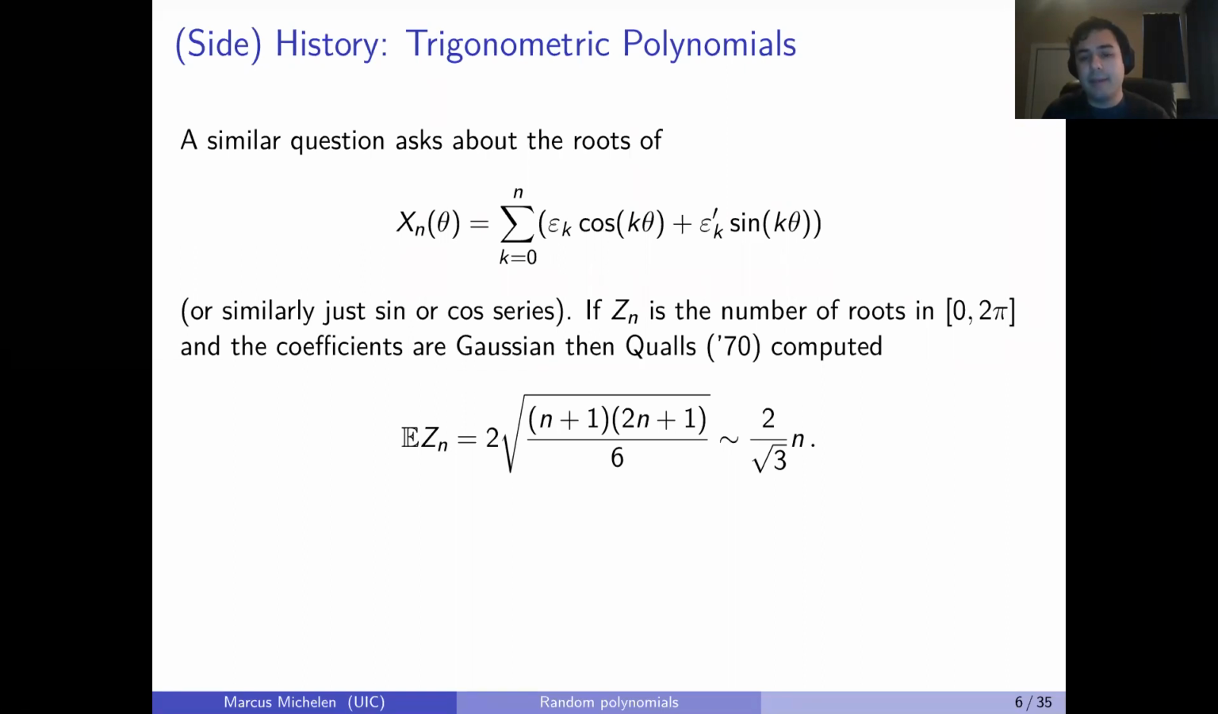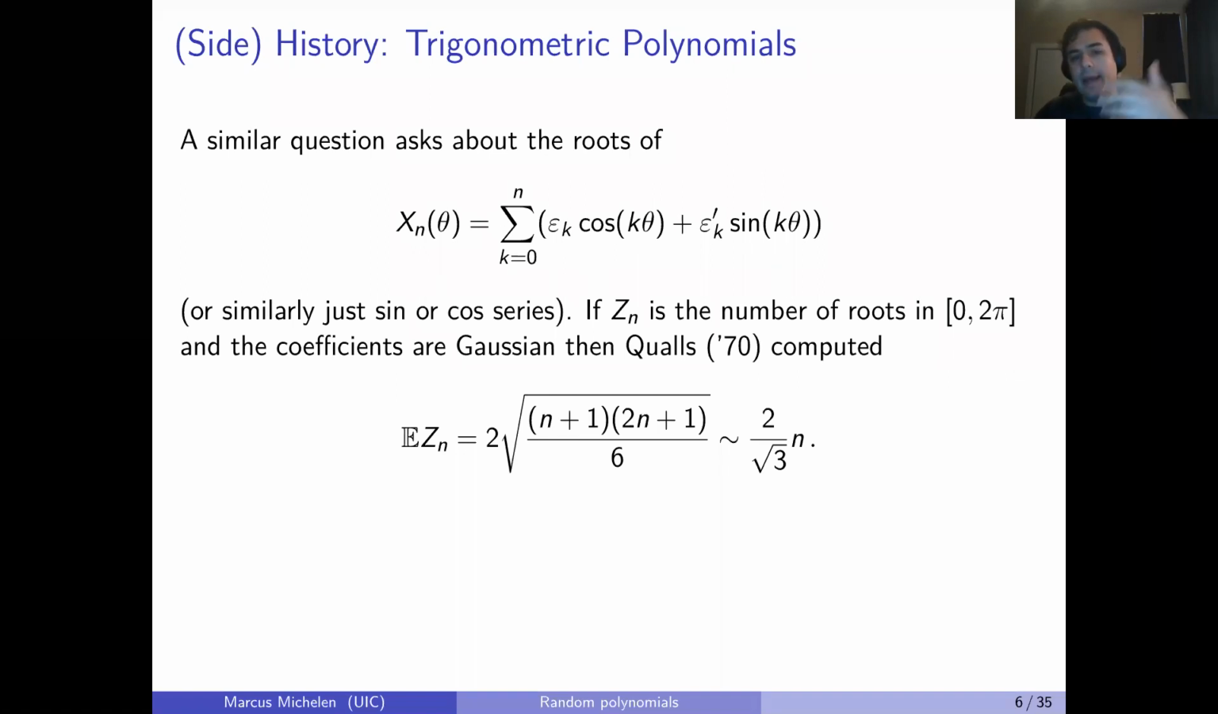Qualls computed this expected value exactly. And you get a really nice exact closed form here that I've written down. And this is asymptotic to 2/√3 n. So you have on the order of n roots for a random trigonometric polynomial.